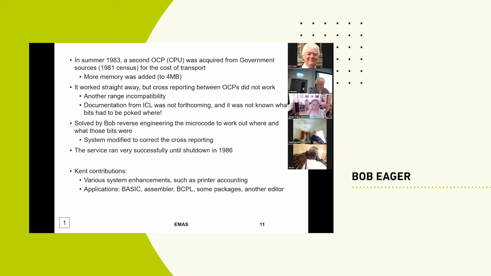So we contributed various things: printer accounting, applications, BASIC. We had an assembler which had come from VME/K, and I wrote a wrapper for it to allow us to run it on EMAS. BCPL, which I wrote as a compiler, quite a lot of packages, a different editor, and so on. For those of you who know Unix history, one of the editors was something called Ed, and we were using that on VME/K because the VME/K editor was so terrible.